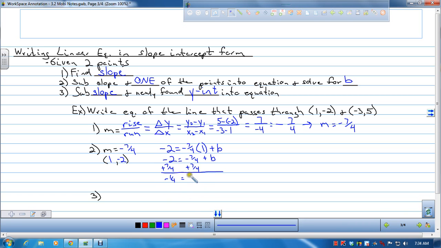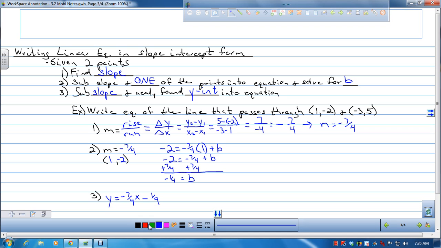Equals b. So now I have m and a b value, so I can go down here and write y equals, remember that's where my m goes, mx plus b, so I would subtract 1/4. It's simply a matter of substituting in these values.